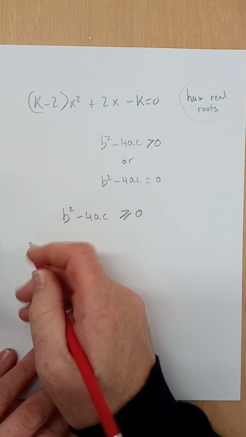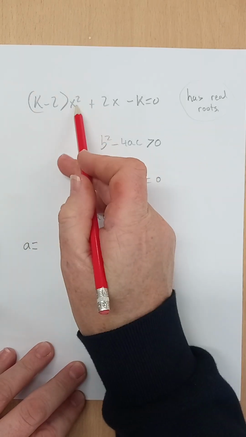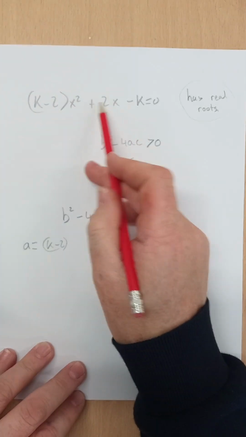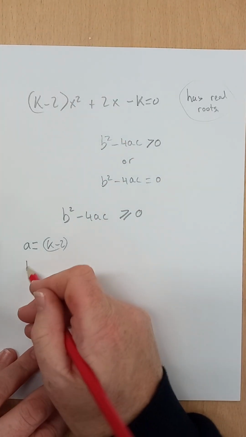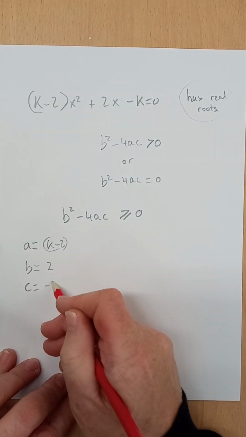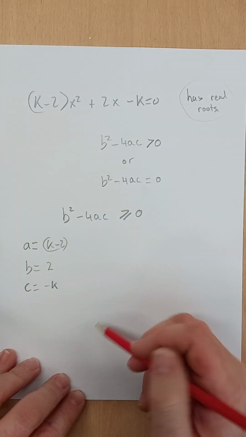So let's write down our a, b, and c. a is always the number in front of the x². In this case, k − 2, that's a number. b is always the number in front of the single variable. In this case, b is 2. And c is always the constant. In this case, c is −k. So we're going to pop them in and see what happens.